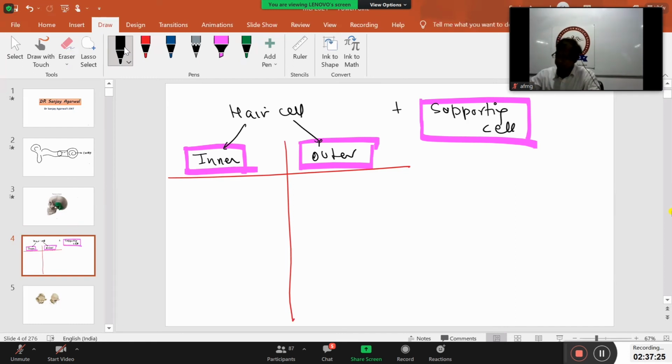Like the shape. Shape is different. Inner hair cell, we draw it like this, and we call it flask shape. Outer hair cells are straight, and therefore either they are called tubular or they are called cylindrical. They're tube-like or cylinder-like, tubular or cylindrical.